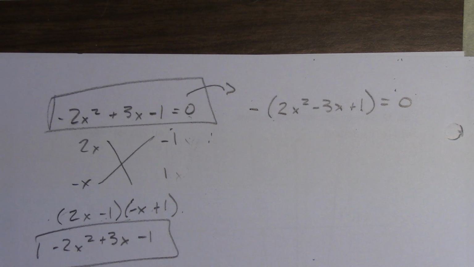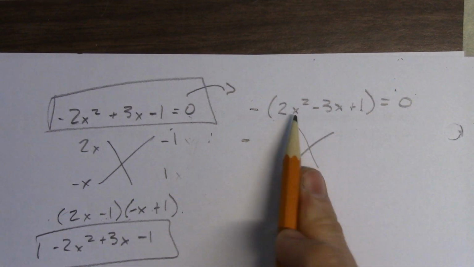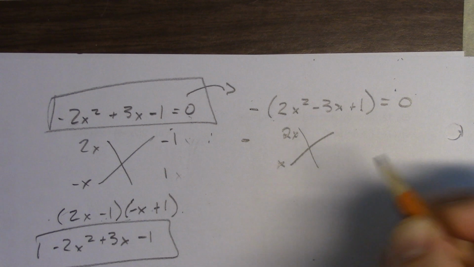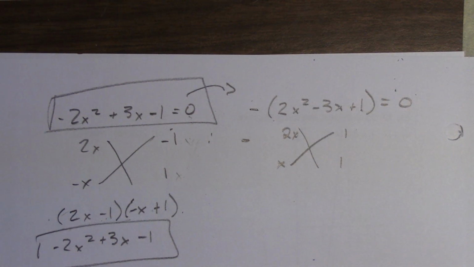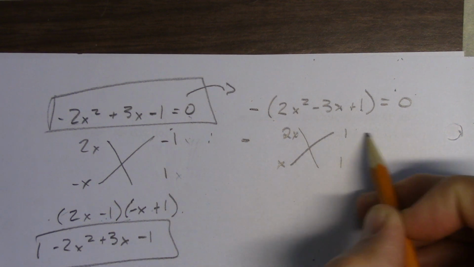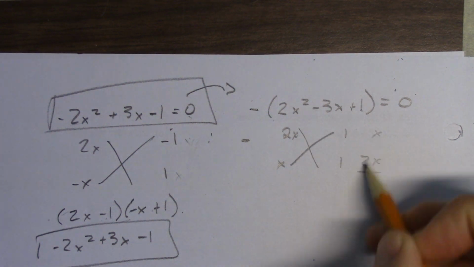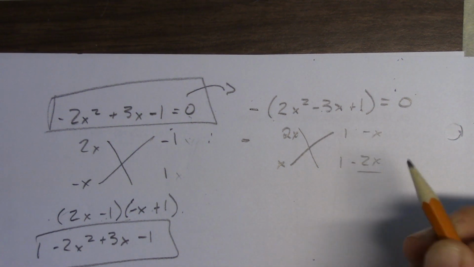Any questions there? All right, so now if I leave that negative on the outside, I can just go ahead and factor this. I don't have to worry about the negative sign. So I'm going to say 2x, and I'm going to say x. For the 1, there's only two options, 1 and 1. And now I just need to decide, this is going to give me x, and this is going to give me 2x. I need to decide what signs these need to be for -3x. Well, they both need to be negative.